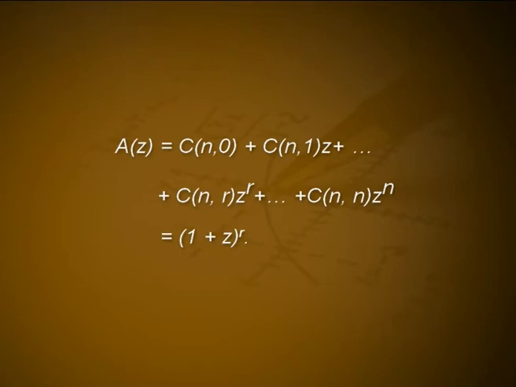The generating function of A is A of z equal to C(n,0) plus C(n,1) z plus etc., C(n,r) z raised to r, plus etc., C(n,n) z raised to n, which is equal to (1 plus z) the whole raised to n.